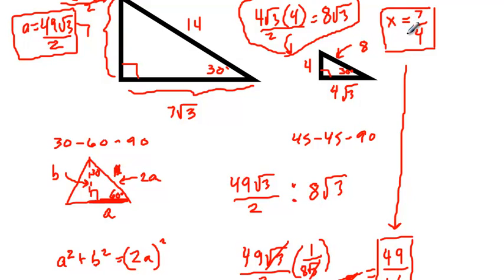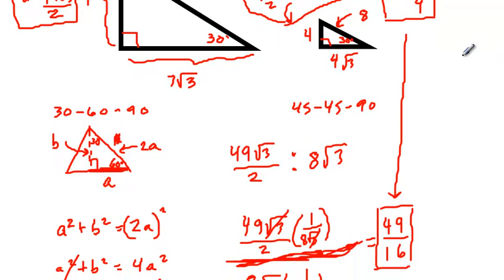The ratio between the areas is equal to the scale factor squared. 7 squared is 49, 4 squared is 16, and this is a fundamental observation to make. If you multiply each dimension of a shape by a number, the area grows by the scale factor squared.